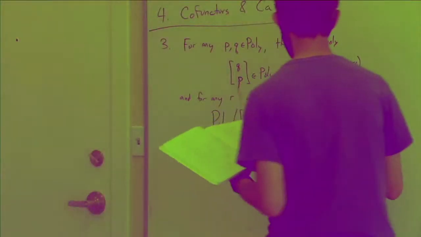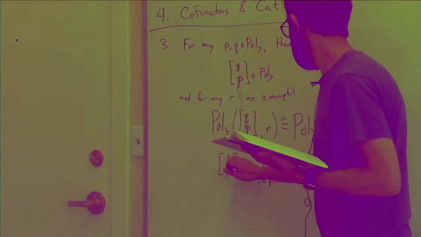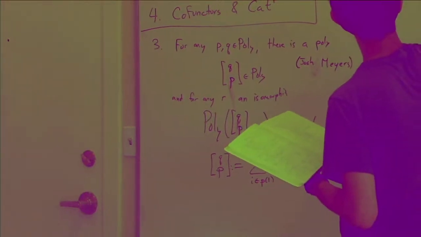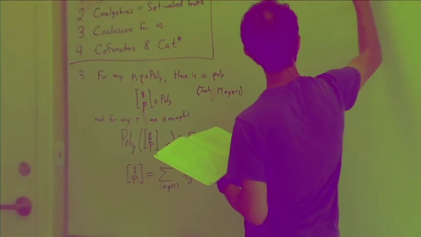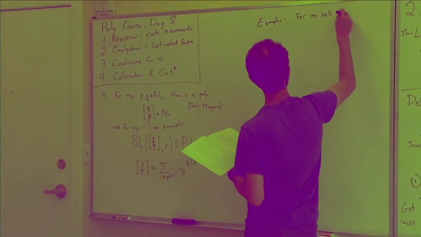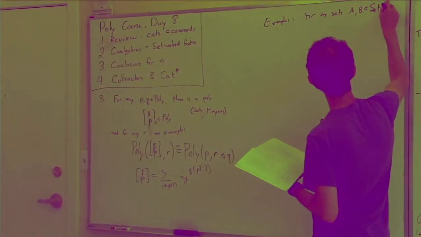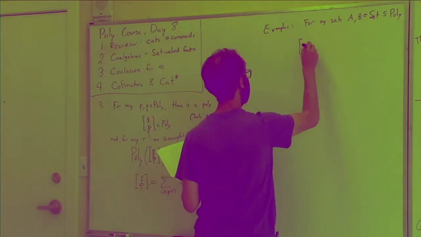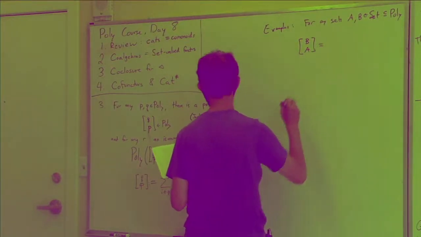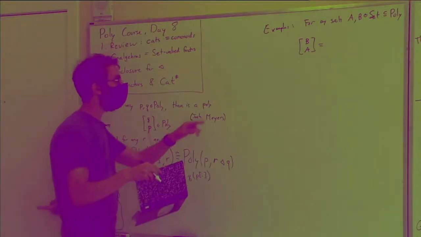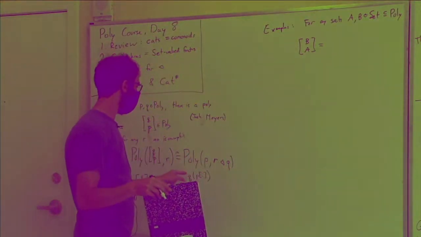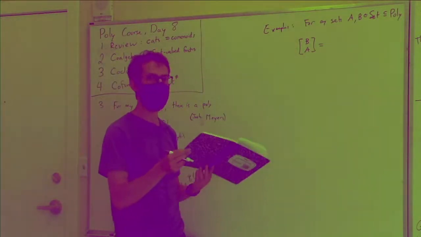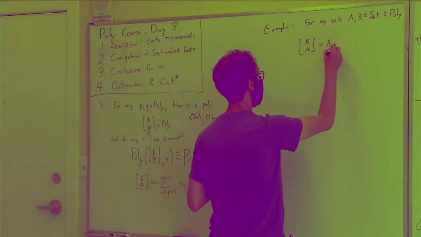So I'm not going to prove that this is true, but I just want to tell you some examples. For any sets A and B, well, you can think of sets as polynomials that are constant polynomials, and AB is the sum over I in A of y to the q, which is b, applied to something. But b is constant, so b applied to something is just b. So this is ay to the b.